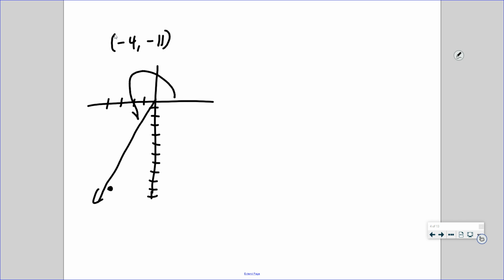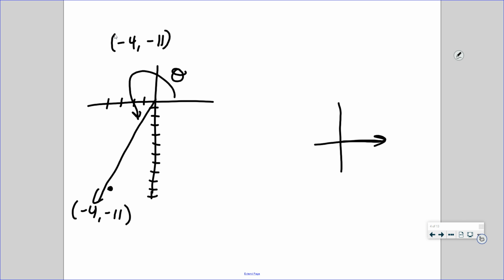So I'd have this angle right here. This is theta. So they're asking, how do you know where to put theta? Well, you always go this way when you put something in standard position. You always start here and you rotate this way.